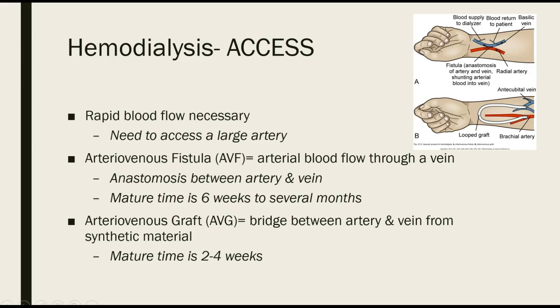And so with hemodialysis, they create either an arteriovenous fistula or an AVF, which is where you have arterial blood flow through a vein. So what they'll do is they'll find a large artery, and they will connect that artery to the vein, and anastomose the artery and the vein together.